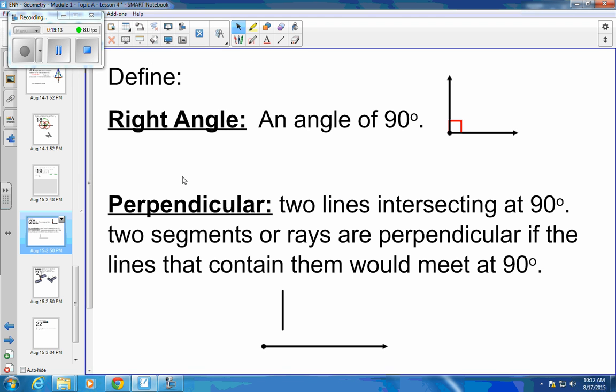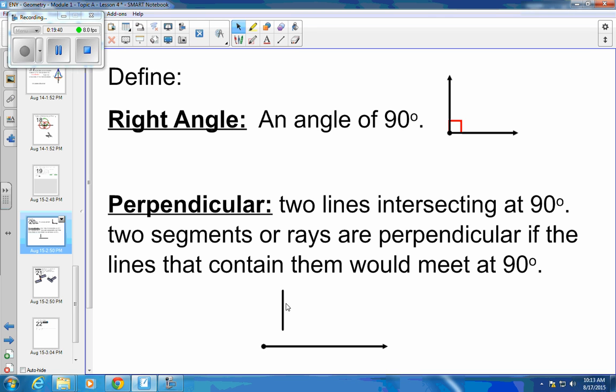So we've got a couple definitions. Right angle. A right angle is an angle that's 90 degrees. Notice the little red square in the corner. The red square means 90 degrees. So anytime in a picture that you see the little red square, we know we have 90 degrees or perpendicular lines. Perpendicular means two lines intersect at 90 degrees. So you've got right angle, which means 90 degrees, and perpendicular, which basically means you've got a right angle.